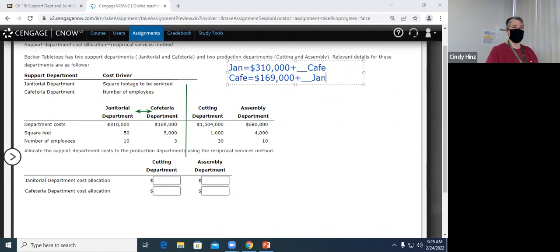Everyone okay with where those equations are coming from, even though we don't have the numbers yet, the percentages or the portion? Any questions about where those came from?